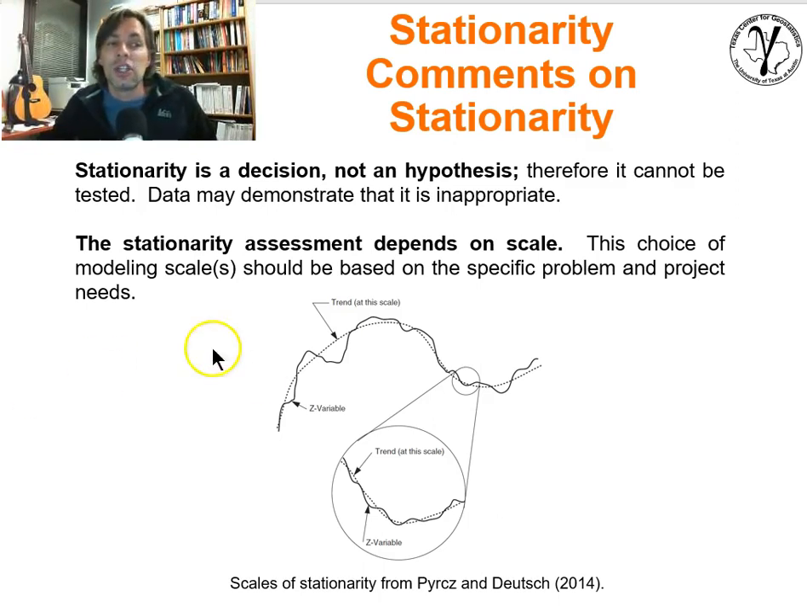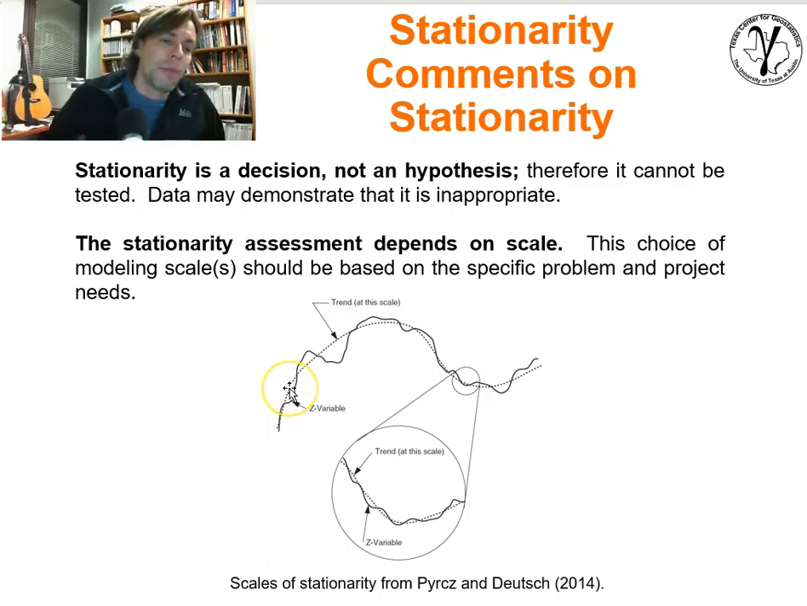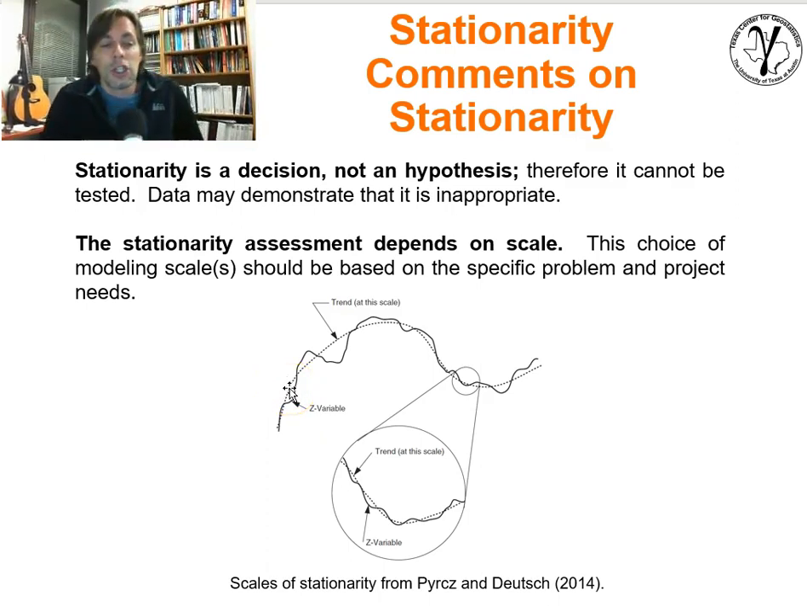In addition, stationarity depends on scale. This is a figure from the book that Clayton Deutsch and I worked on, published back in 2014 on geostatistical reservoir modeling. In this figure, you can see we have some type of spatial phenomenon, just a one-dimensional spatial phenomenon, and we have clearly non-stationarities going on, and so we map those non-stationarities or transitions over space with a dashed line.